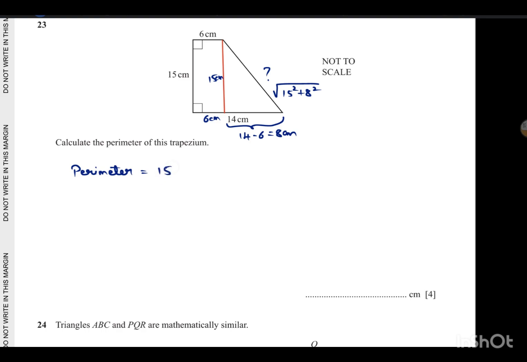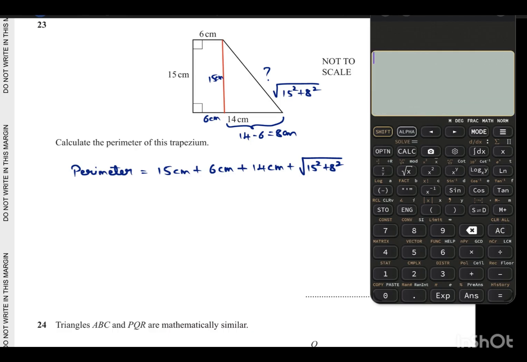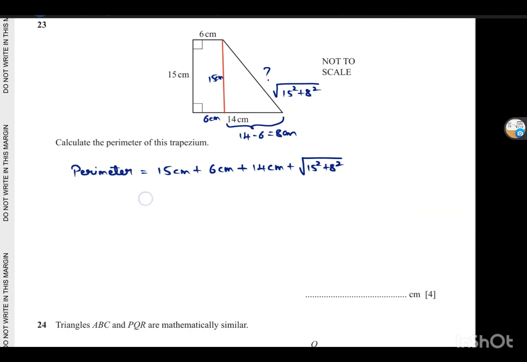So 15 centimeters plus 6 centimeters plus 14 centimeters plus the fourth side, which is square root of 15 square plus 8 square. You can directly write that, no need of doing separately, and put the whole thing in the calculator. 15 plus 6 plus 14 plus square root of 15 square plus 8 square is 50. So 50 centimeters is the perimeter of this trapezium.